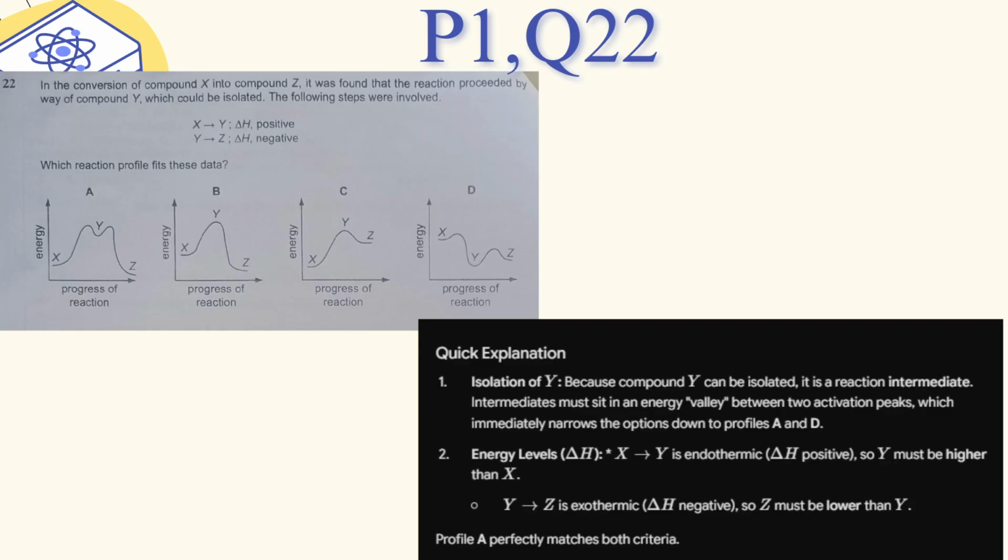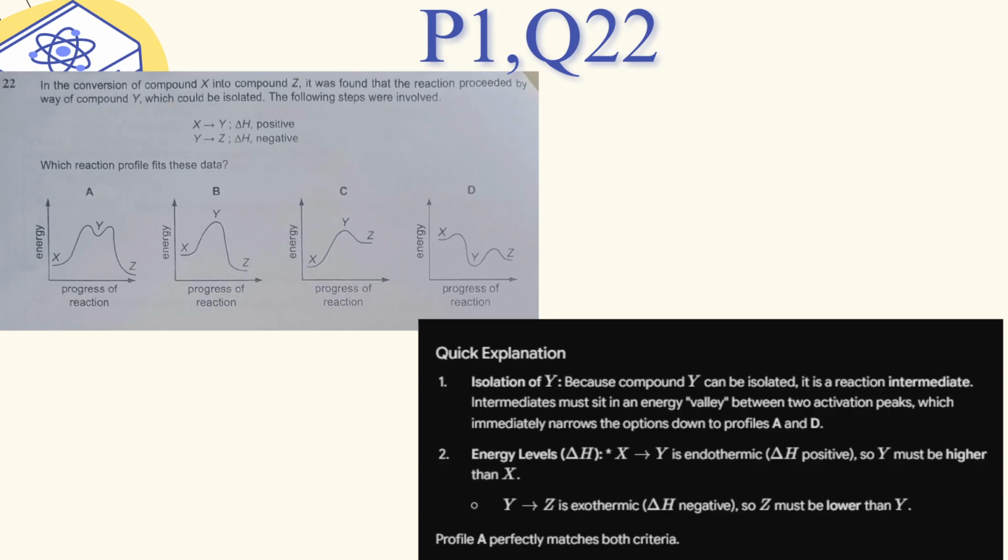Question number 22. In the conversion of compound X into compound Z, it was found that the reaction proceeded by way of compound Y, which could be isolated. The following steps were involved. X to Y, the enthalpy change is positive, but Y to Z has a negative enthalpy change. Which reaction profile fits this data?